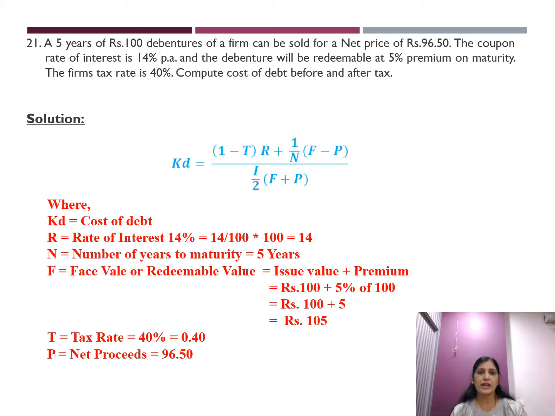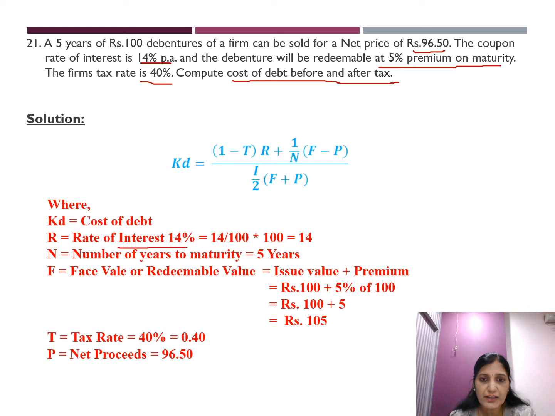So one more new type of problem. See here. If 5 years of rupees 100 debentures of a firm can be sold for a net price of rupees 96.50. The coupon rate of interest is 14% per annum and the debenture will be redeemable at 5% premium on maturity. The firm's tax rate is 40%. Compute cost of debt before and after tax. It has to be calculated separately. Formula will remain same. But what are those values that we'll see?